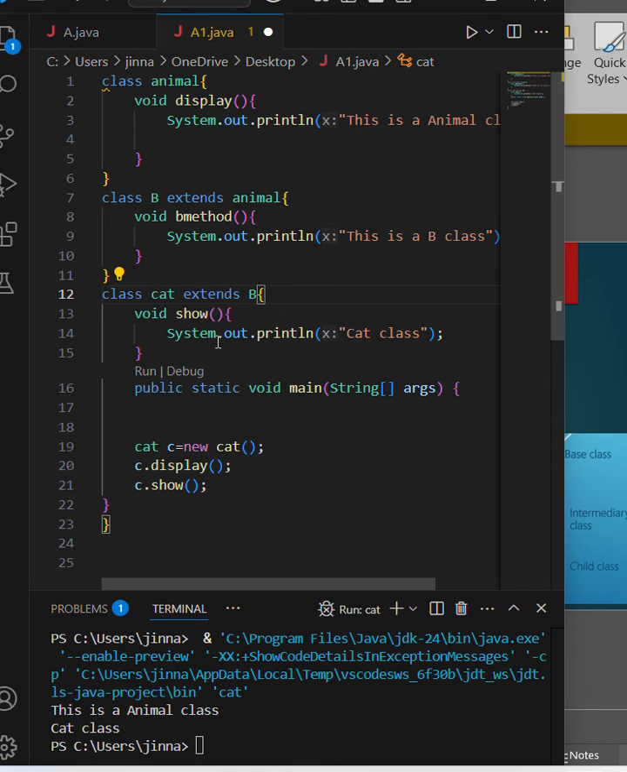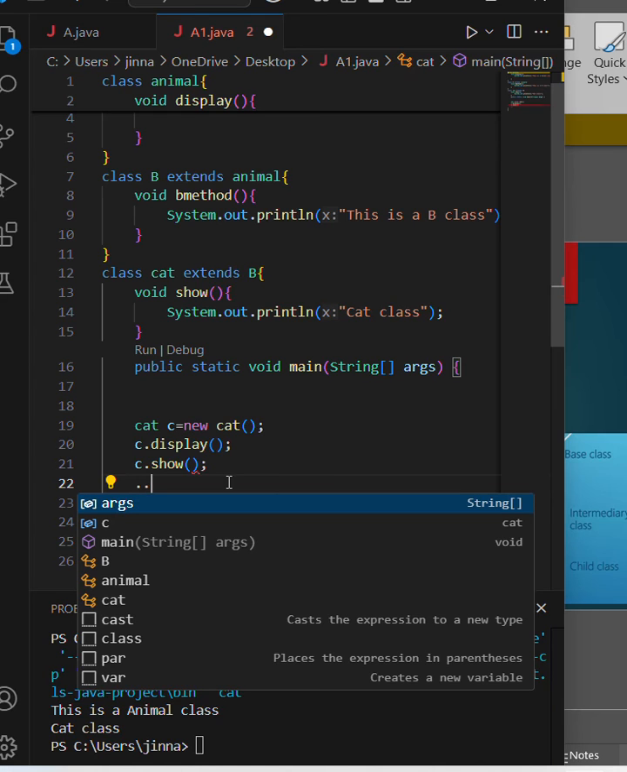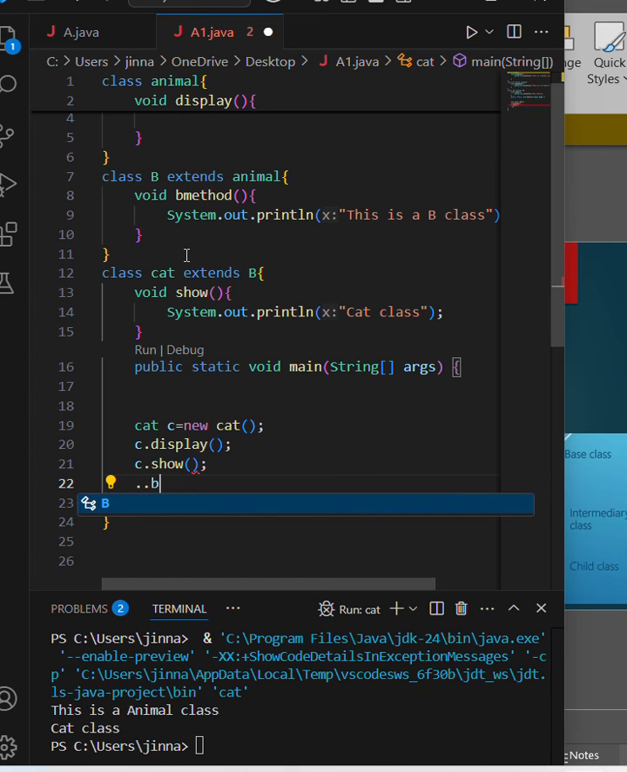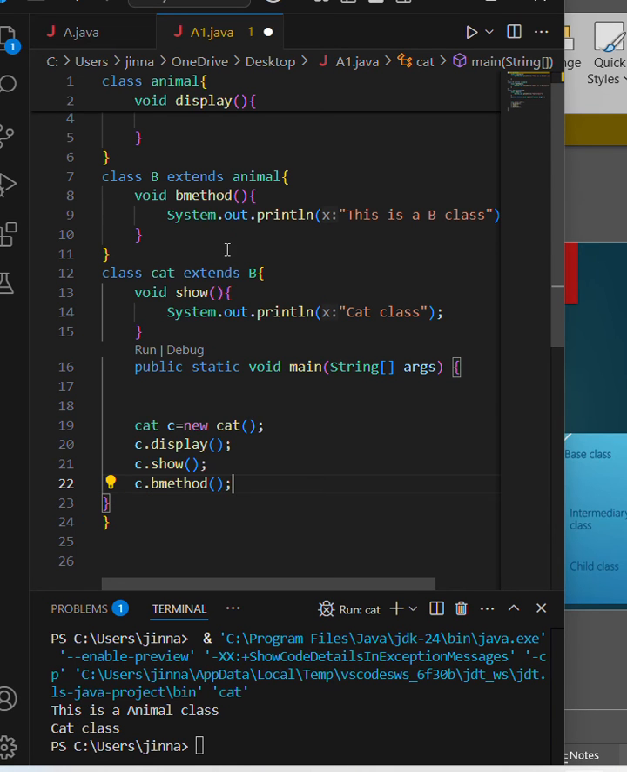Okay. So let's do one thing. Okay, C is already created. If I add C to call my B method, just see the magic. Three of the methods would be called by the C object only. See?